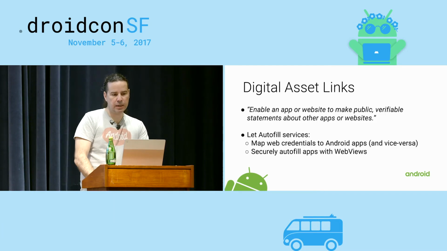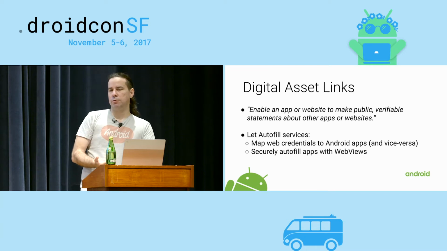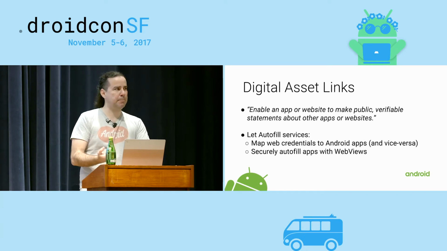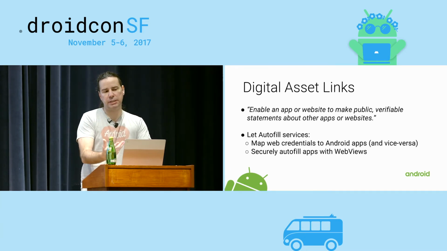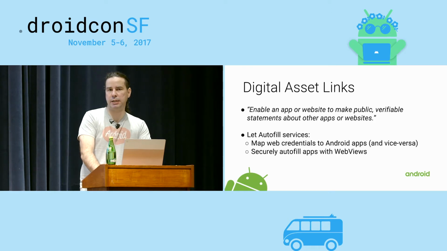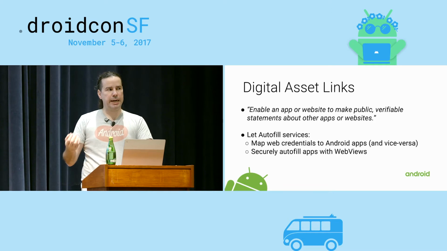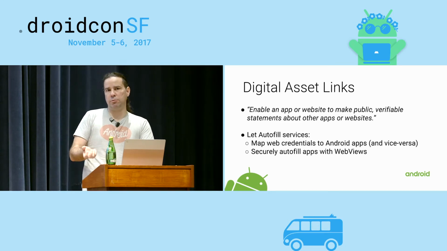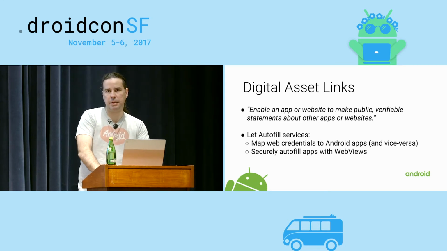So we are optimizing how much data flows from the app to the system and to the service and vice versa. Finally, the third thing you could do is map your web to your app. Basically use digital asset links, which is a way to make statements to say, hey, I have this domain, and these are the apps that legitimately pertain to my domain. So this is important to do in cases where you have a website.